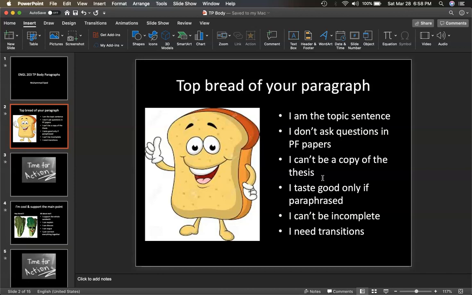So make sure it's not a copy and paste from your own thesis statement. That's the same thing we discussed in the outline, and I showed you how in the sample outline, the 3 main ideas are not copied from the thesis statement. They're all paraphrased. It cannot be incomplete. Some students write incomplete topic sentences like headings, and I need a transition. So there should be a transition.